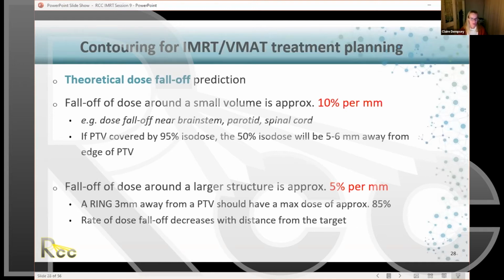the rate of dose fall off decreases with distance from the target. So this doesn't necessarily apply if you're very far away from the target. But again, those areas we're less concerned about. We're really concerned about the areas immediately around our target. So these rules would apply then. They're really useful numbers to have in your head when you're contouring and also when you're creating your dose constraints in your optimizer.